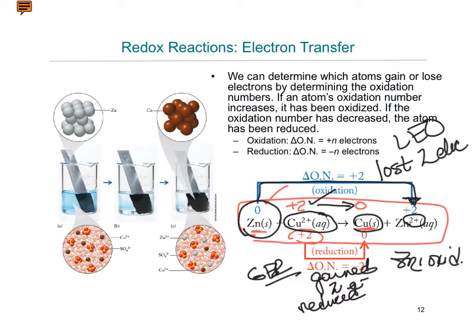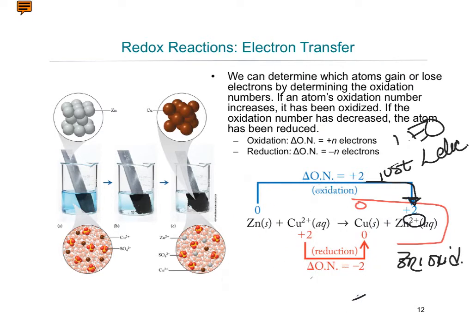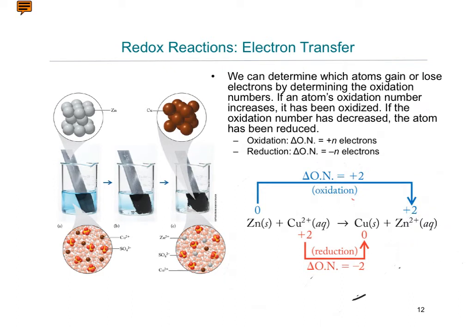All right, so one of the next questions that'll come up is how many electrons have been transferred? It's very easy here to see that 2 electrons have been transferred, right? But it won't always be that easy.